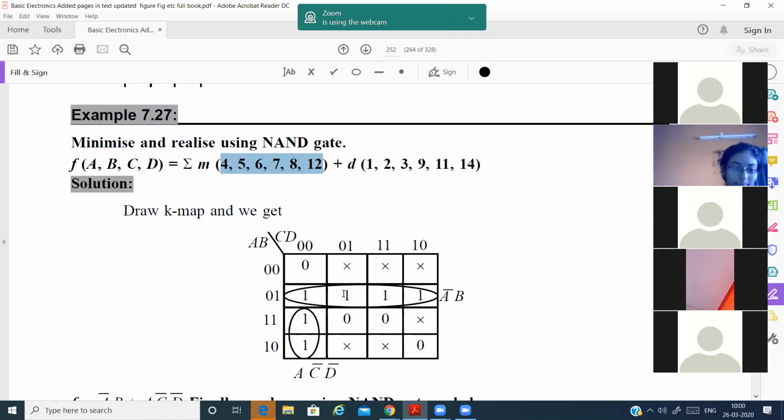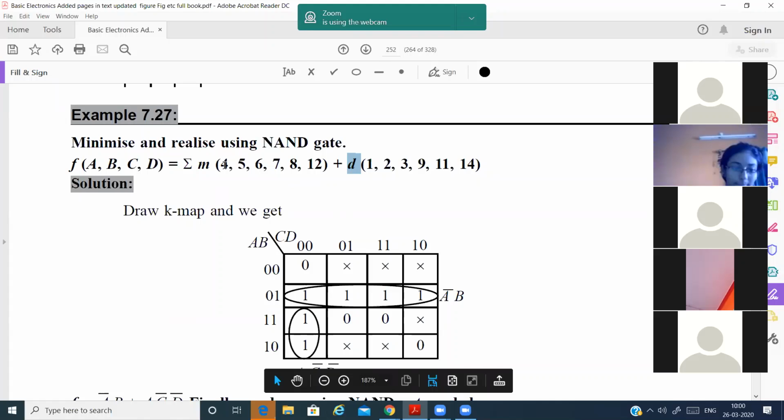1. Fifth position is 1. Sixth position is 1. Seventh position is 1. So we have substituted. Then this is the eighth position, that is 1. 8, 9, 10, 11. This is the 12th position. 12 is also 1. After this, we have D. D indicates don't care. So wherever we have the box numbers 1, 2, 3, 9, 11, 14, we'll put don't care. And whichever numbers are not mentioned in this question, put zeros for the blank boxes.